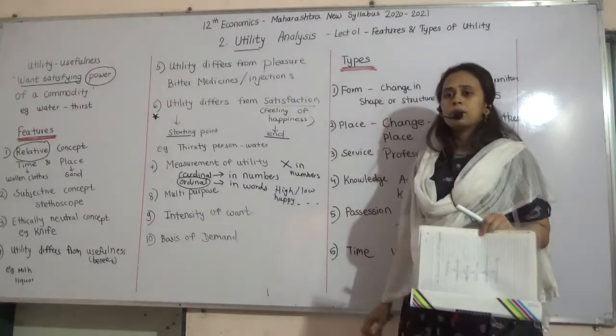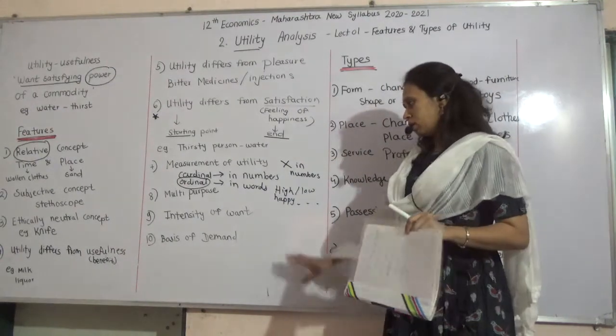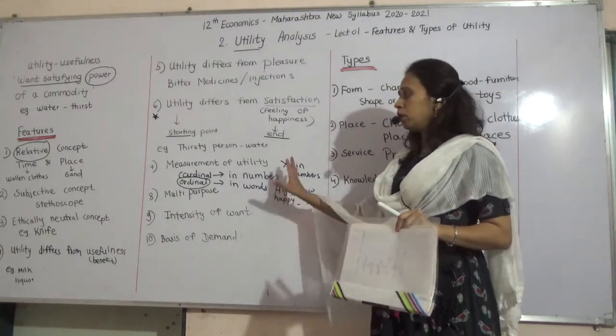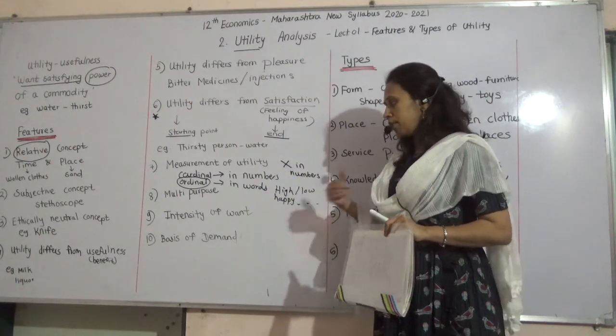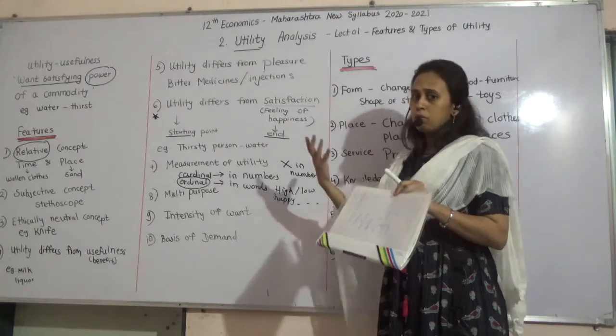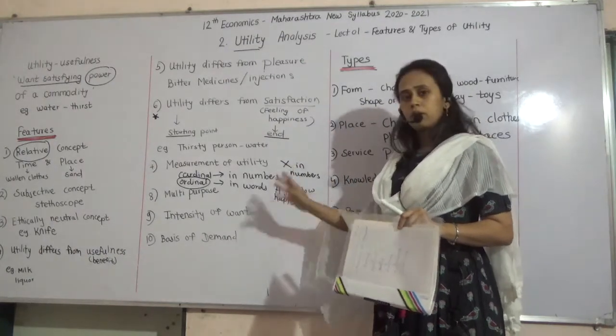Next is basis of demand. See one thing, utility arises if there is demand. For example, now we have demand for the books, then only that book has utility.